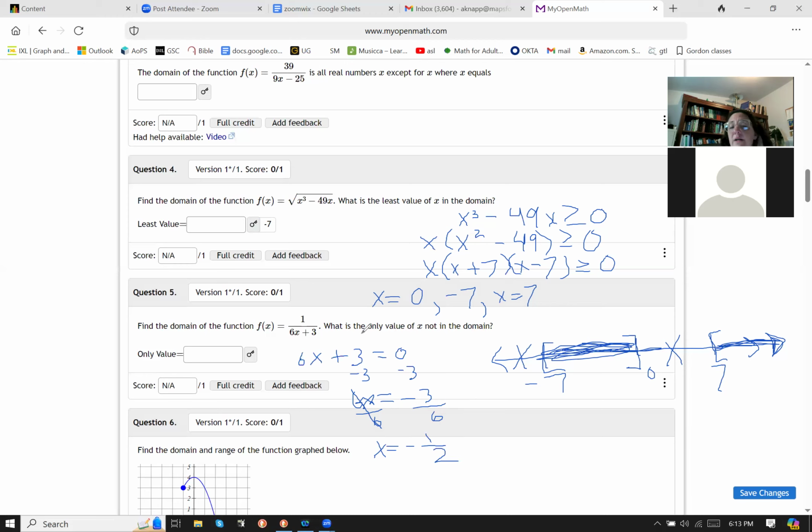And it asks us, what is the only value of X not in the domain? So we would say -1/2. So why do we know that that's the only value not in the domain? Because you can't divide by 0, can't have 0 in the denominator of a fraction. So to figure out what would make that denominator 0, we set the denominator equal to 0 and we solved for the X value that would make it 0. So this is the only X value that would be impossible, because it makes that denominator 0.